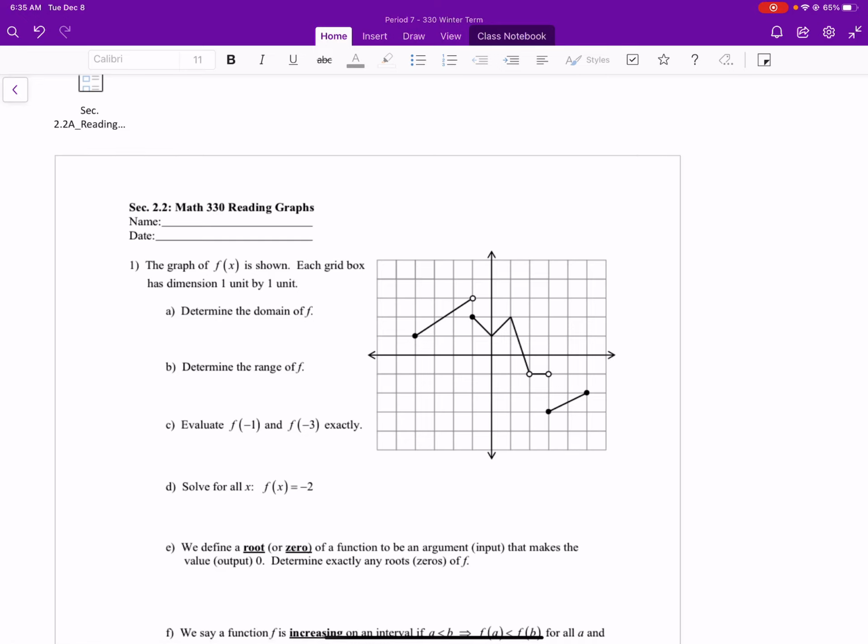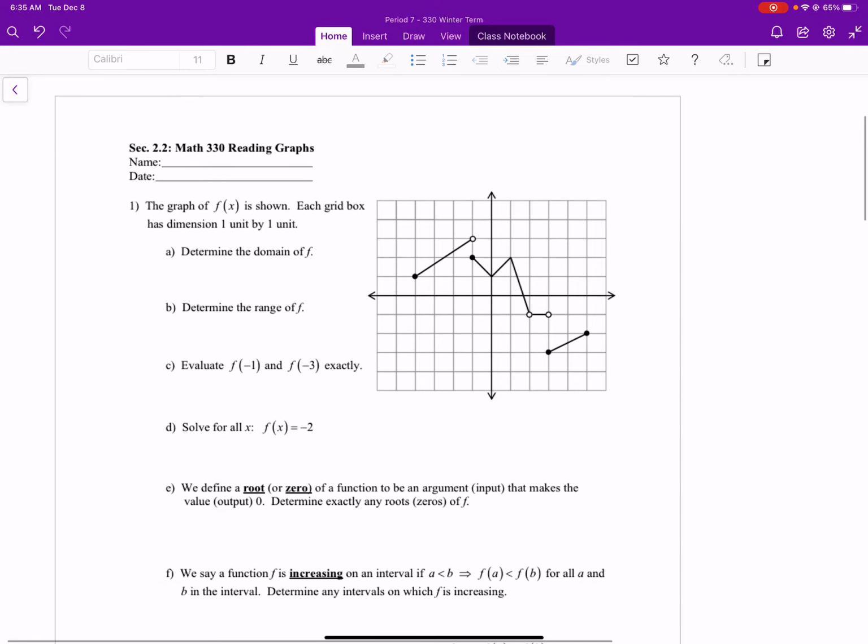Hello, class. Today what I want to try and do is keep working on how we read graphs and how we get information from a graph. Last class we looked at how we find domain and range. We're going to add more to that information, so let's look at this worksheet.